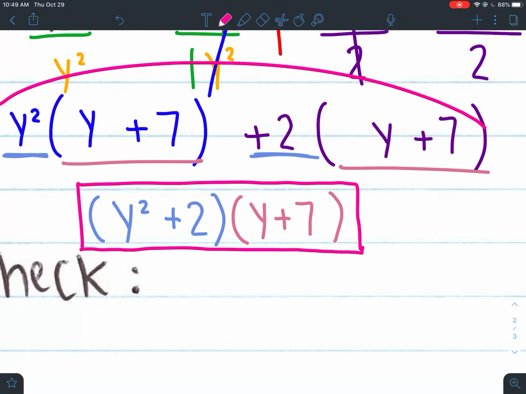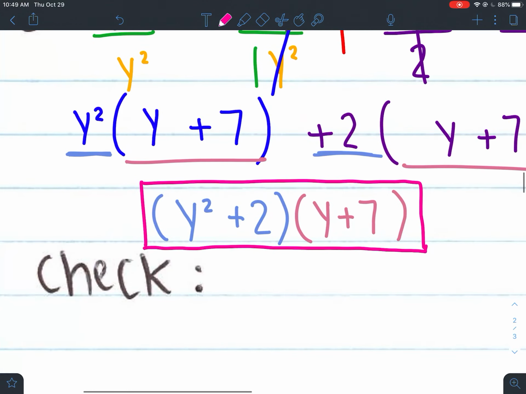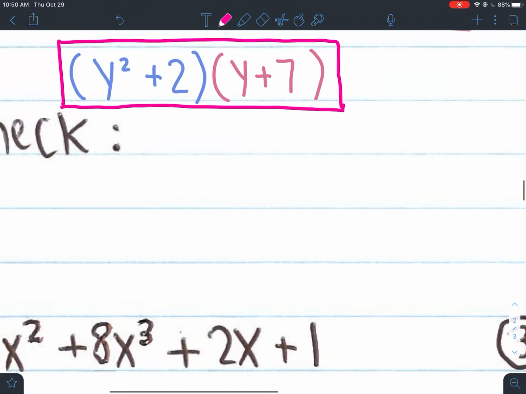This is not your final step. The last step is you take your 2 GCFs, your y squared and your positive 2, and you shove them into a set of parentheses together. And then you take your matching set, and you notice that they're matching, and you just put one of them next to it. So how would we check this to see if we did this correctly?